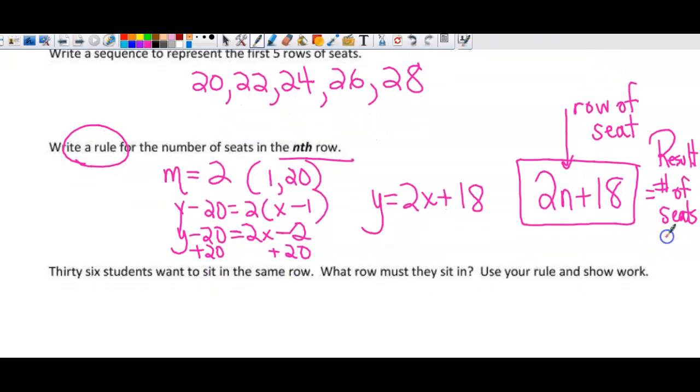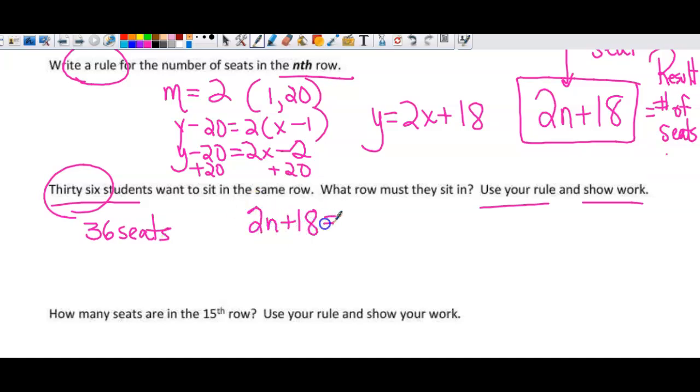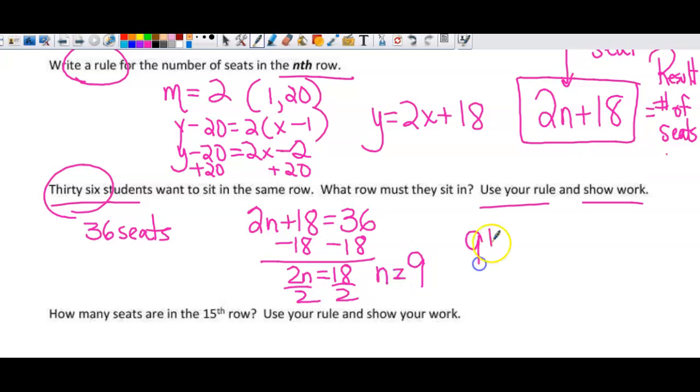So, keeping that in mind, the question says, 36 students want to sit in the same row. What row must they sit in? Use your rule, show your work. Well, 36 students means you need 36 seats, which is the result, which means you have to take your rule and set it equal to the result of seats. And then you solve it. 2n is 18. You divide by 2. You get n equals 9. So that's the 9th row.